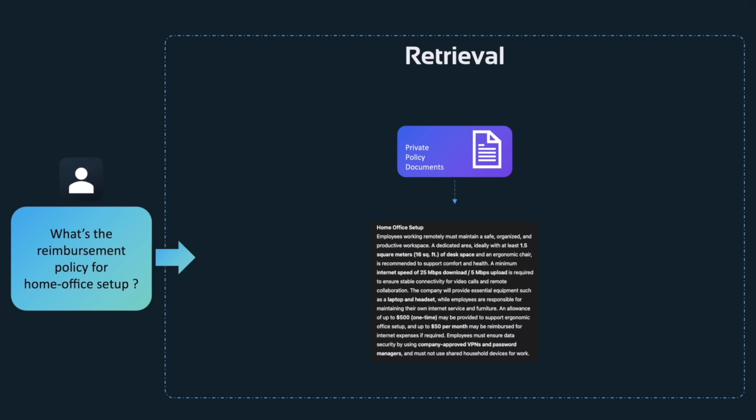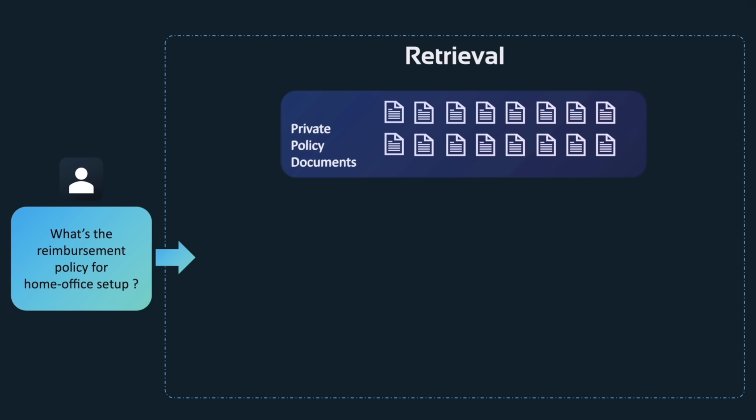Let's look at retrieval first. Retrieval is the process of retrieving relevant information. But how do you do that? There may be hundreds of policy documents. How do you find which one is the right one that has context related to the user's question? And what do you search for within these files?